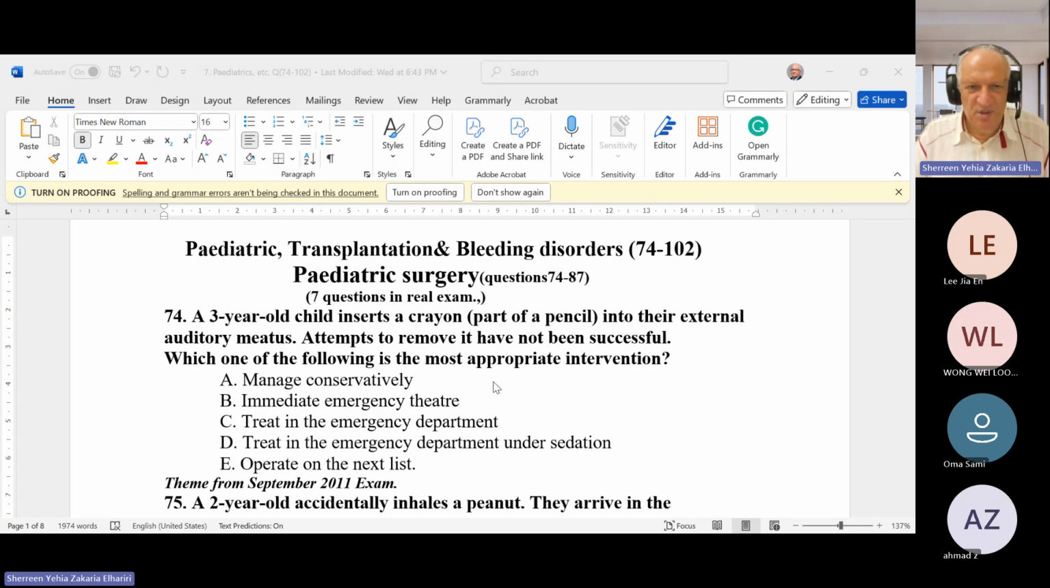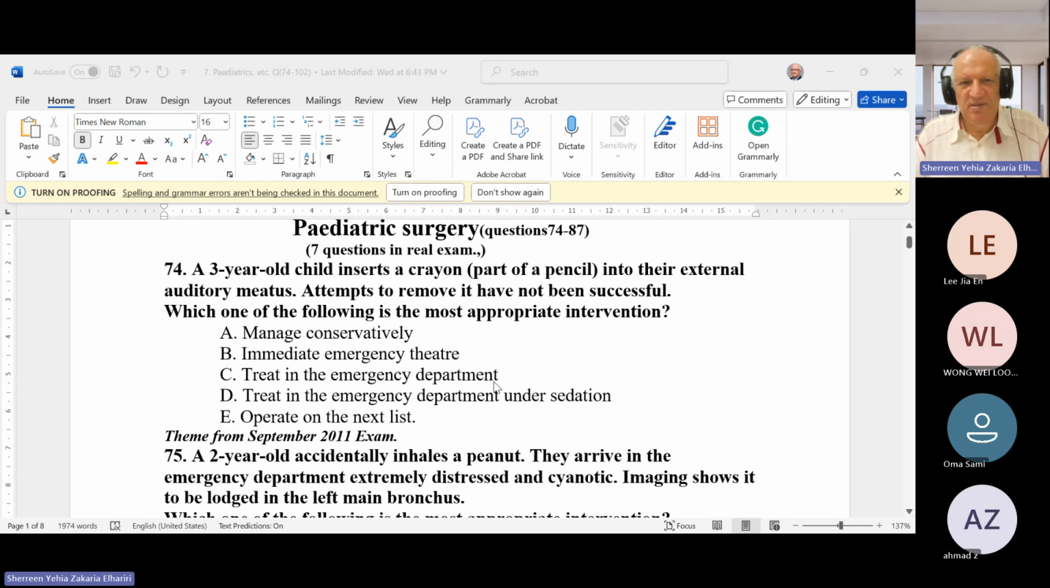So, a 3-year-old child inserts a crayon, part of a pencil, into their external auditory meatus in the ear. Attempts to remove it are not successful. Which of the following is the most appropriate intervention? Here they do not ask whether to remove it, of course. They ask how urgent it is, because it is not inhaled. If it were an inhaled foreign body, it would be an emergency, and we admit the patient as soon as possible. But here it is something in the ear, so it is not an immediate emergency and is not done in the emergency department. So the answer here is to operate on the next operative list. Okay, it is not urgent.